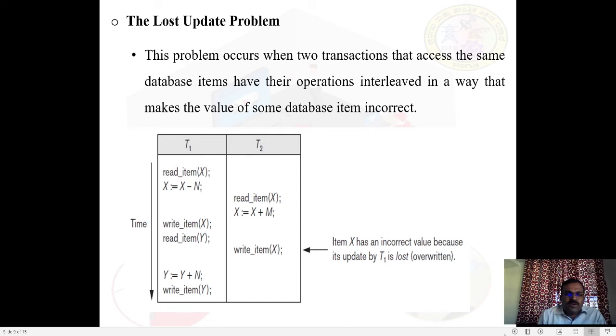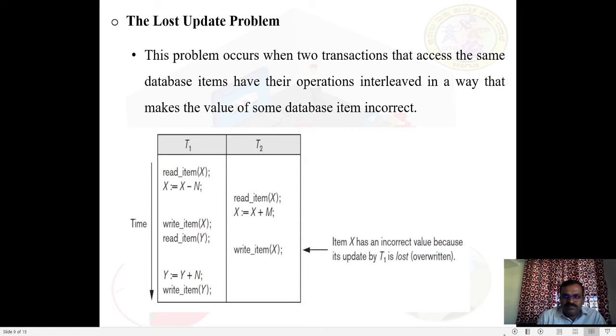In the lost update problem, this problem occurs when two transactions that access the same database items have their operations interleaved in a way that makes the value of some database item incorrect.